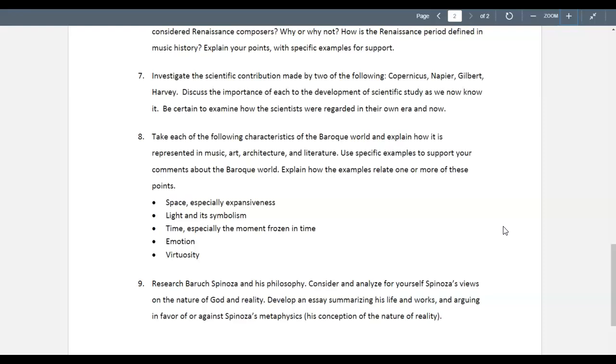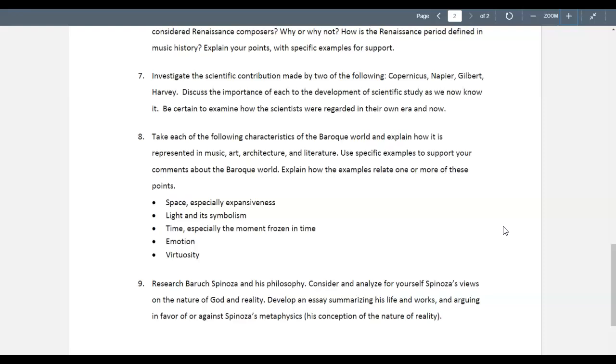Harvey, of course, Copernicus, probably most of you know. Napier and Gilbert you may not be quite as aware of, but our book does mention them. So you get a chance to look at these and talk about two of them and the impact that they have had. And again, it will require you to do more research beyond just the textbook. And again, talk about how they have had impact both then, during their lifetime, and later as we look at them. So you get a chance to look at those.